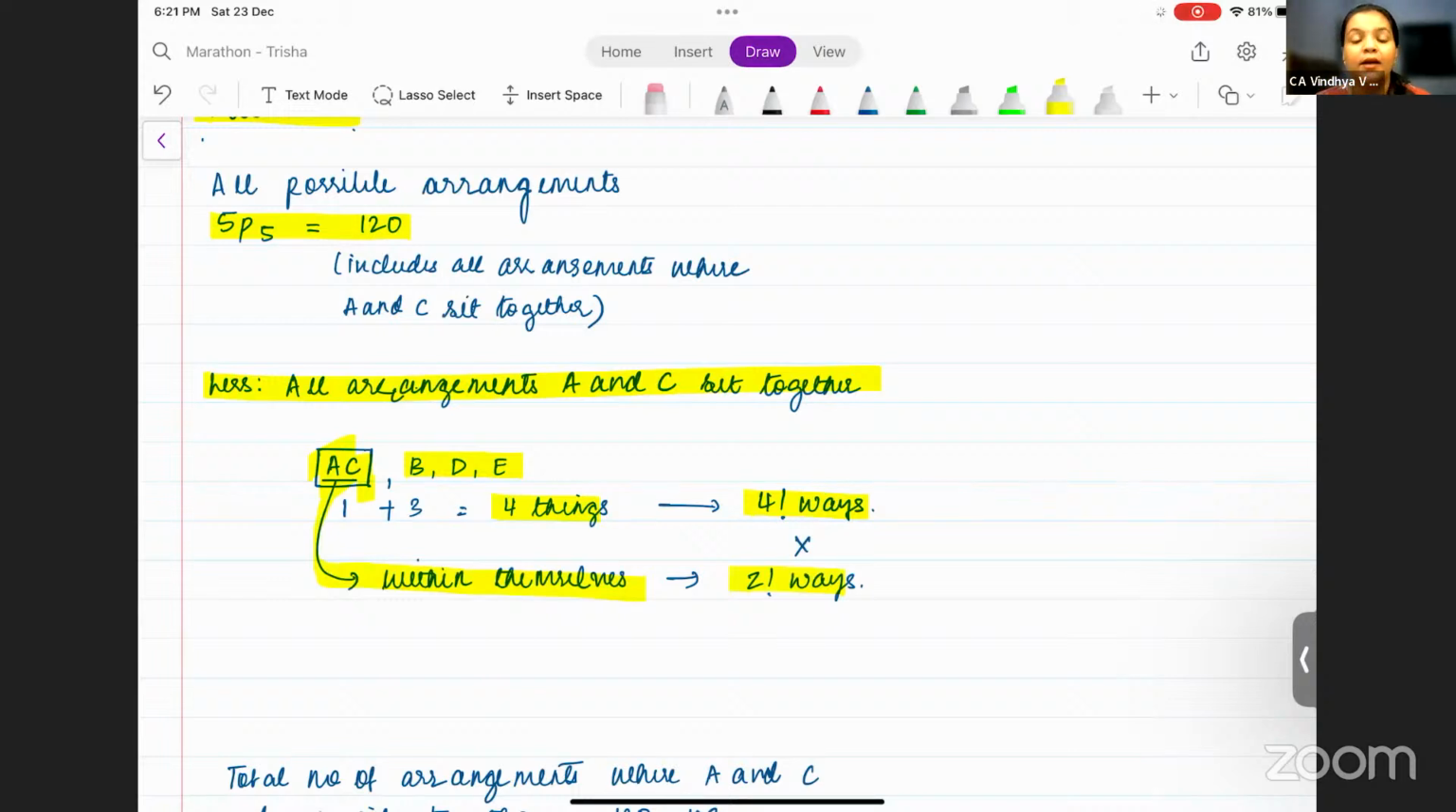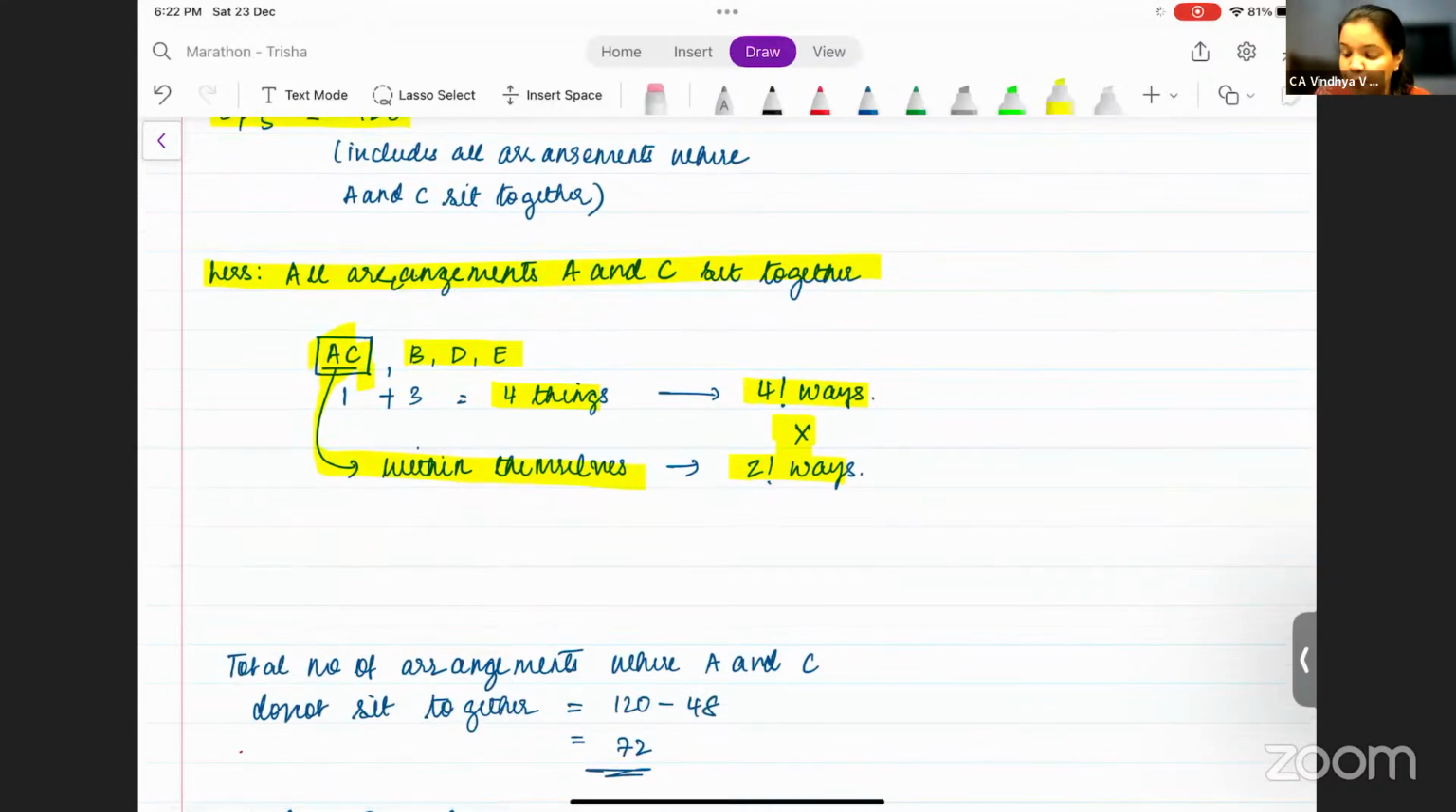How is that, you ask? See, we have only considered A and C together. We have not considered their arrangement. A and C can be arranged as AC or CA. That is why it is 2 factorial ways. And to get the total arrangements of 5 things, we have to do both. First, you have to arrange the 4 things and as well as arrange A and C.